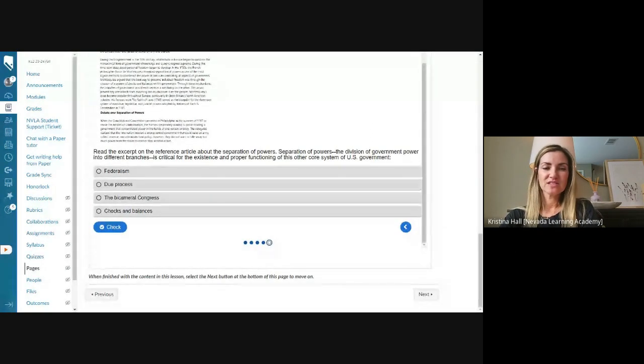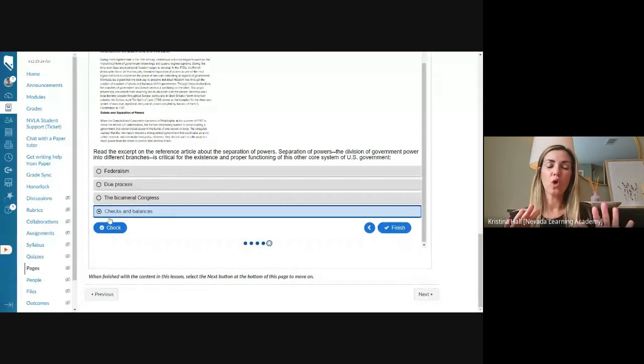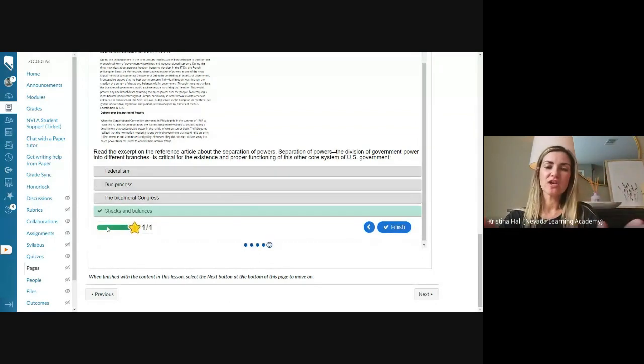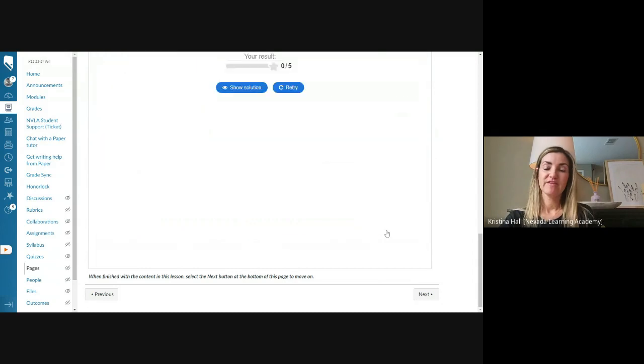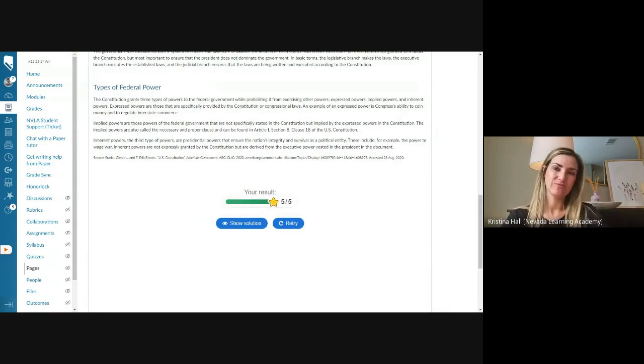From this excerpt referencing the article about the separation of power, the division of power into branches is critical for the existence and proper functions of this other core system in U.S. government. That's going to be checks and balances. The whole goal of creating three branches of government was to create checks and balances, a fence on the federal government from becoming too powerful, from the president becoming a dictator, from the legislative just going wild, from the courts just changing laws whenever they want. It creates checks and balances so that no one group or person or party has all the power. And if they get out of line, you have the other two to bring them back down.